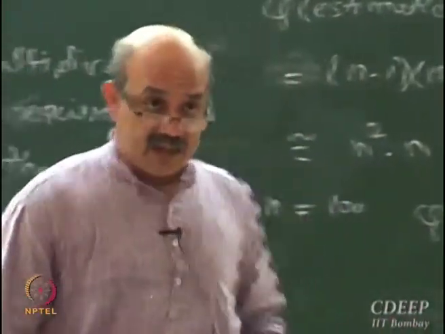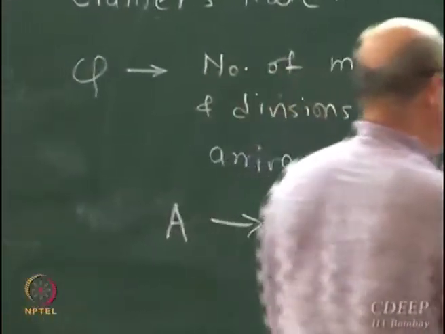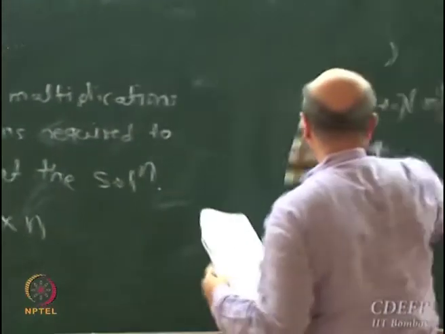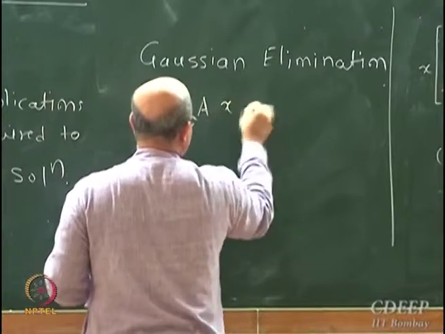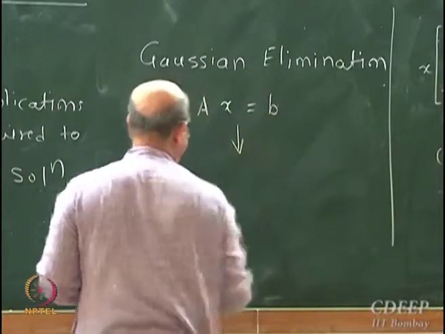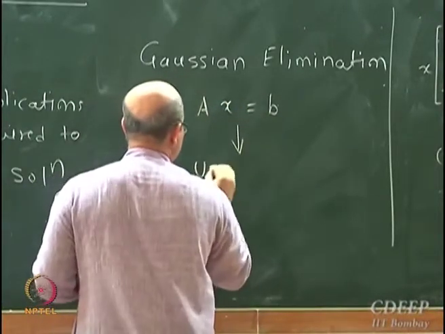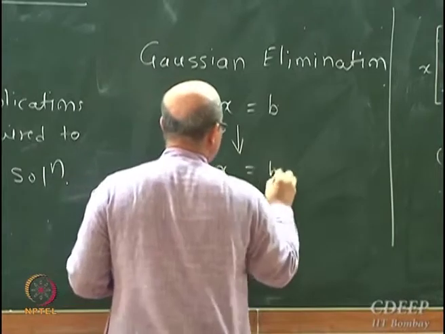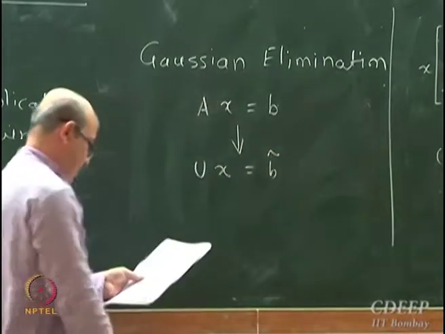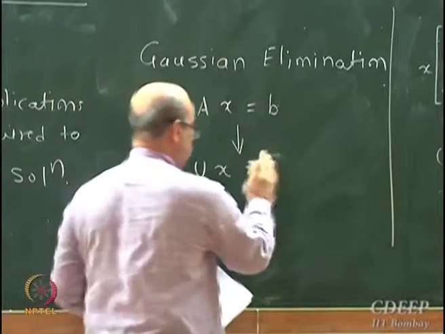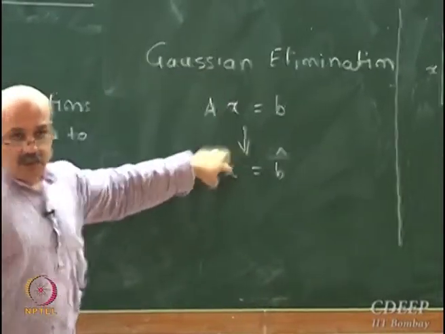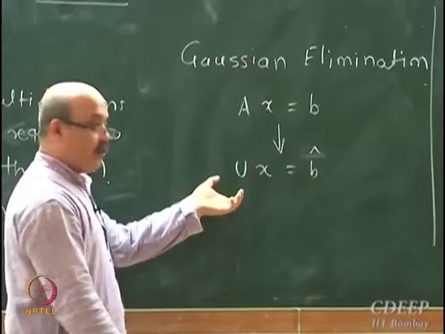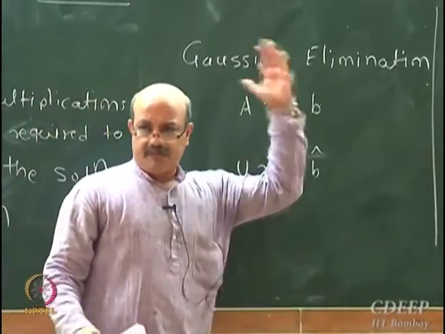What about Gaussian elimination? Gaussian elimination seems to be the hope here. In Gaussian elimination, we start with Ax equal to b, then we transform it by elimination to an upper triangular matrix, Ux equal to b prime, or b cap, let's call it, and then we do the backward sweep.